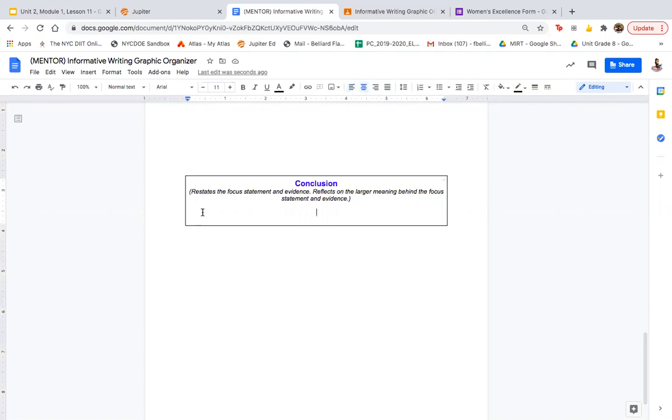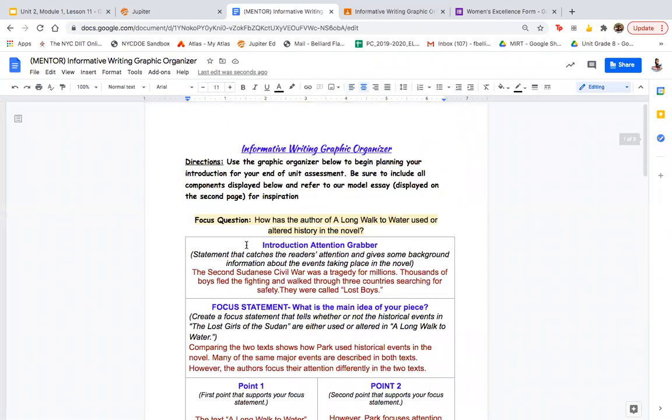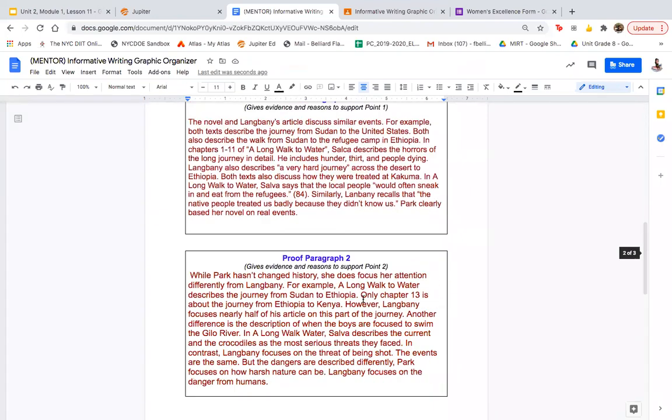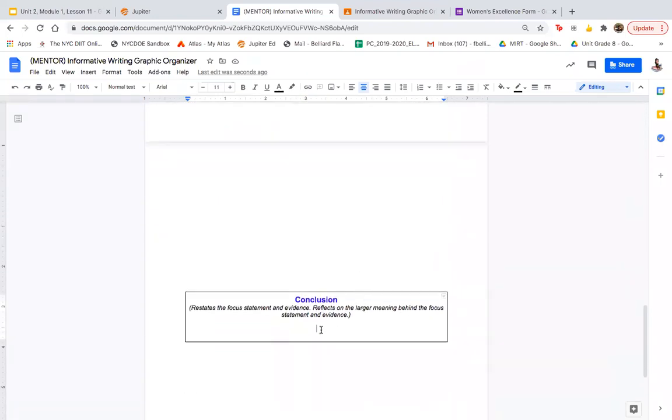All right, so I remember my focus statement was: comparing the two texts shows how Park used historical events in the novel. Many of the major events are described in both texts. However, the authors focus their attention differently in the two texts. And remember, I made this focus statement based on our focus question, which is: how has the author of A Long Walk to Water used or altered history in the novel? All right, so all I'm going to do to start my conclusion is repeat my focus statement once more, just to wrap the whole thing up.